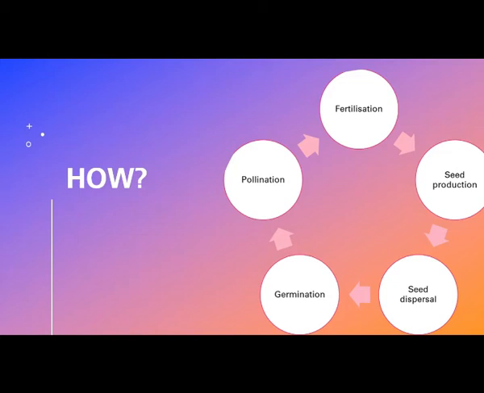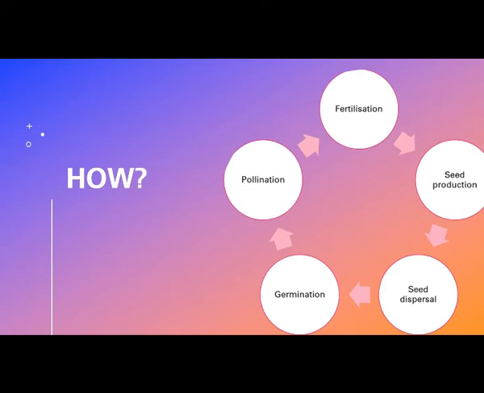I would like to start with the word pollination. Pollination is when the pollen is transferred to the stigma. And then after pollination is the fertilization. Fertilization is when the male reproductive parts join together with the female reproductive parts, and then they will come to the next stage. It is the seed production.